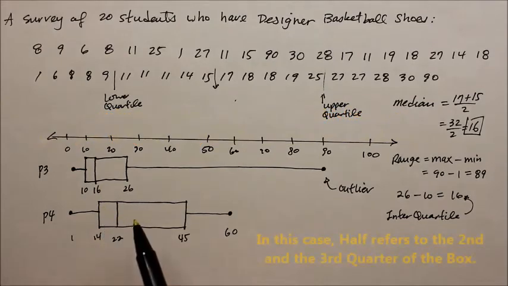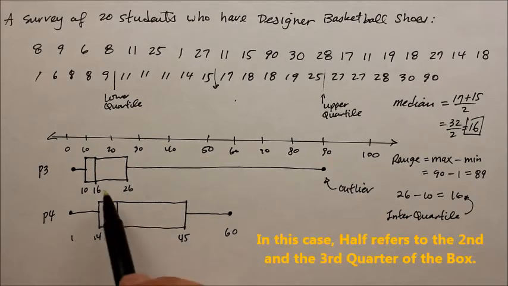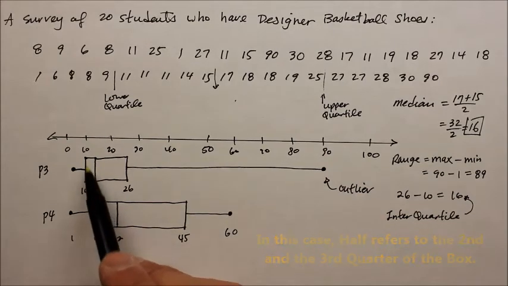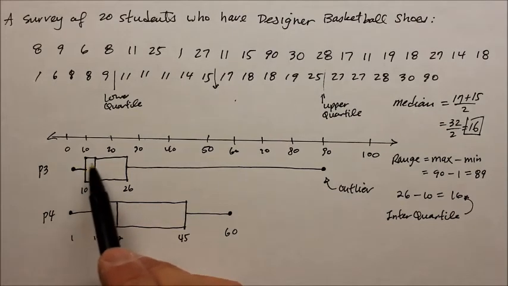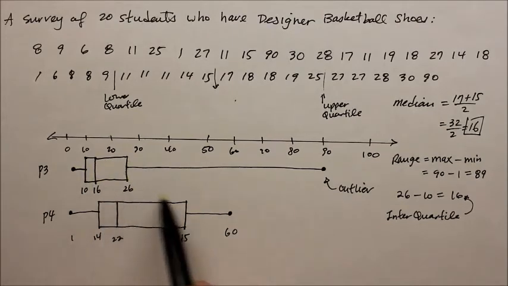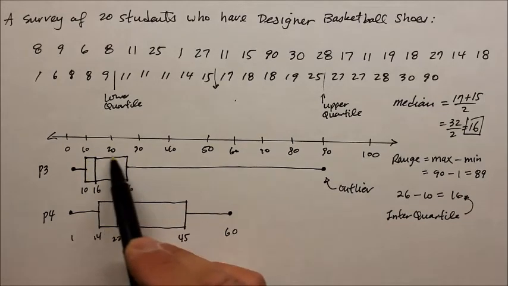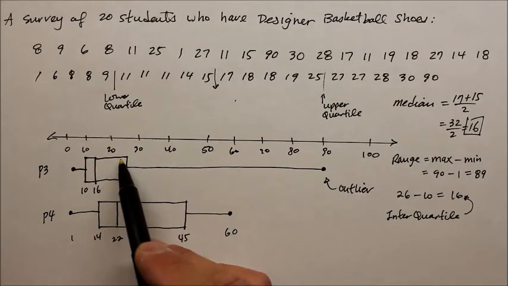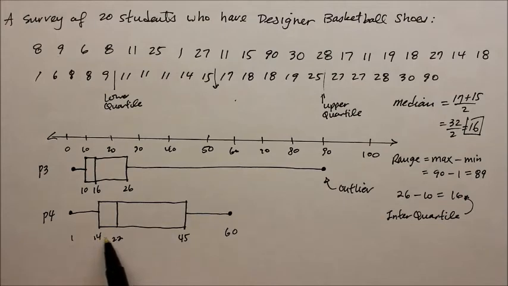Half the kids had 14 to 45 pairs of shoes in period 4 compared to half of the kids, 50% of the kids. Okay, these are all in quartiles. Second quarter, third quarter, and the fourth quarter. So 2 quarters here, 50% of period 3 kids had pairs of shoes between 10 and 26. 50% of the period 4 kids had 14 pairs to 45 pairs of shoes. So there were a lot more kids in period 4 with more shoes.